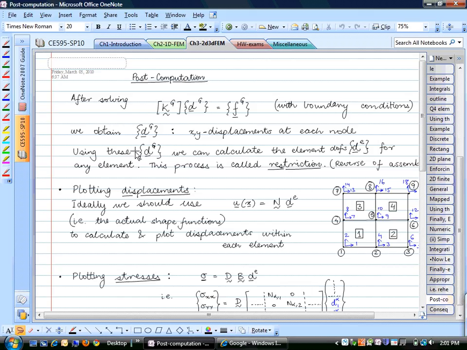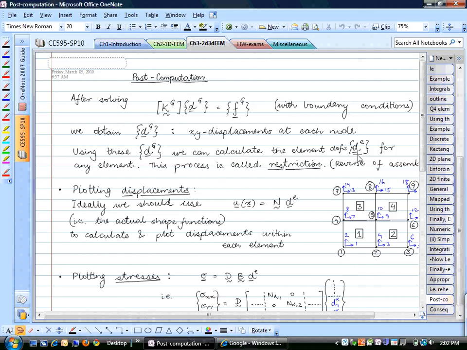So this post computation, the first thing that we try to do is we actually try to plot displacements, and this is something that you've already done. You take your global displacement vector, pull out the degrees of freedom that correspond to an element that you want. So in this case, if I go to element 1, it has corresponding degrees of freedom 1, 2, 3, 4, 9, 10, 7, 8. So we need to pull out those specific degrees of freedom from this global displacement vector, and we can straight away plot that.